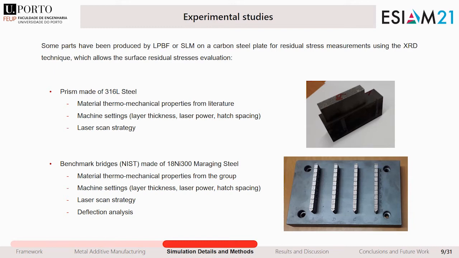In another case, benchmark bridges, according to the NIST suggestion, were produced using a maraging steel. For this material, we adopted thermomechanical properties that were evaluated within the research group. Again, the machine settings were considered in the simulation. Two laser scan strategies were adopted, as will be described later, and besides the residual stresses evaluation for the bridges, we also adopted a deflection analysis after cutting the columns of the bridge.